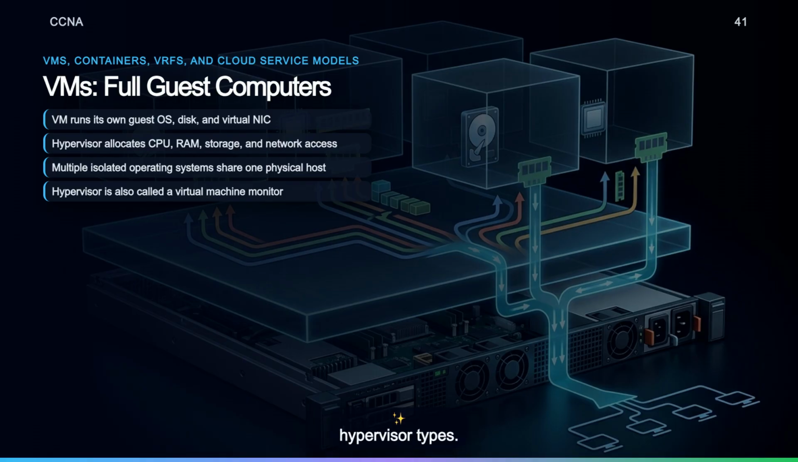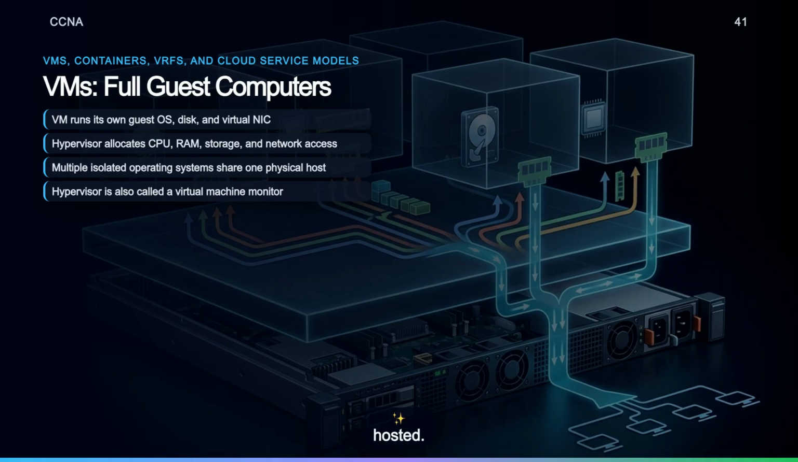There are 2 hypervisor types. Type 1 is bare metal. The hypervisor runs directly on the server hardware. That is the common data center model because there is no general-purpose host OS sitting underneath every VM. VMware ESXi and Microsoft Hyper-V are common examples.